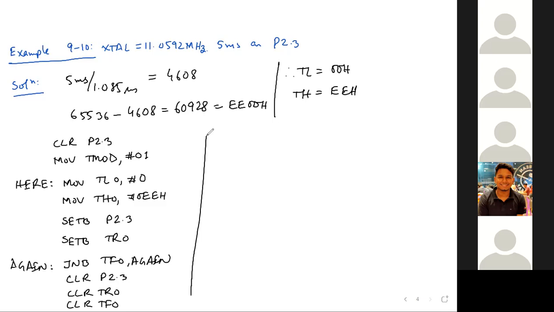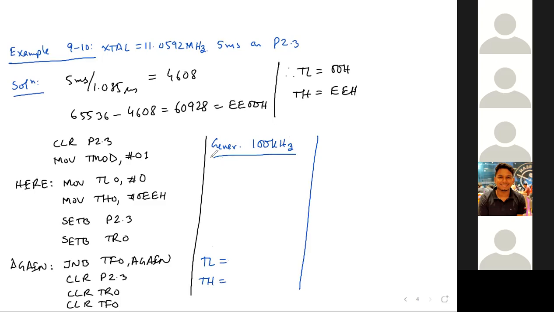Say if the question was generate a frequency of 100 kilohertz. Say this was the question. The question was generate a frequency of 100 kilohertz. Then what will be the value in TL and TH? Can anyone tell me? Or tell me the steps. What should we do?